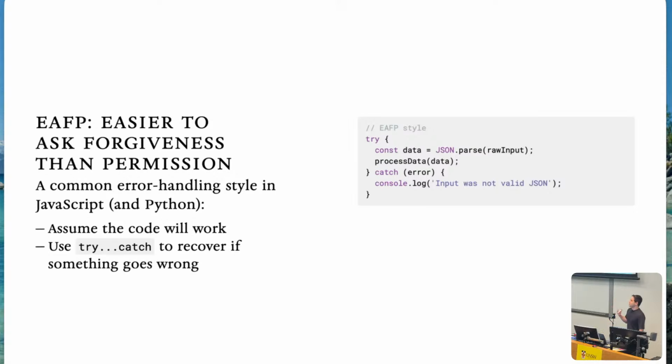So this raises a paradigm of thinking: it's easier to ask for forgiveness than permission. This is a modality of thinking about calling potentially errorable code. So just do stuff. Assume it'll work. Try it, and if it doesn't, we'll catch it. That's what we just tried with that example before.